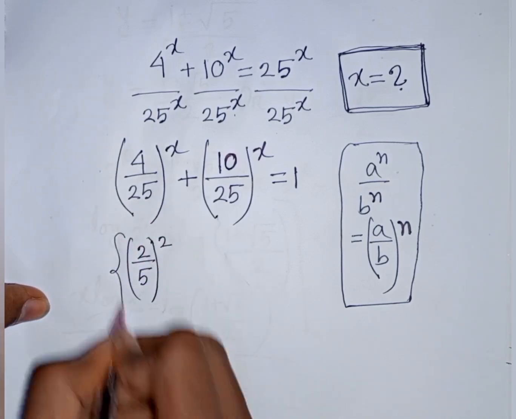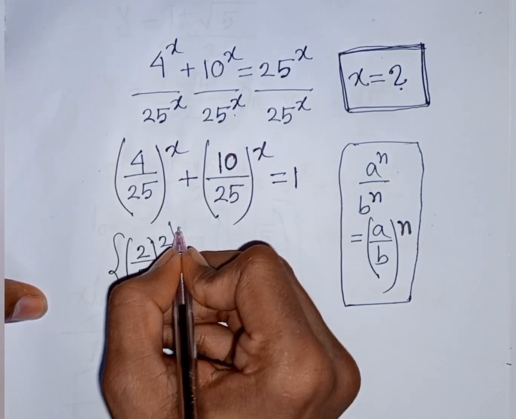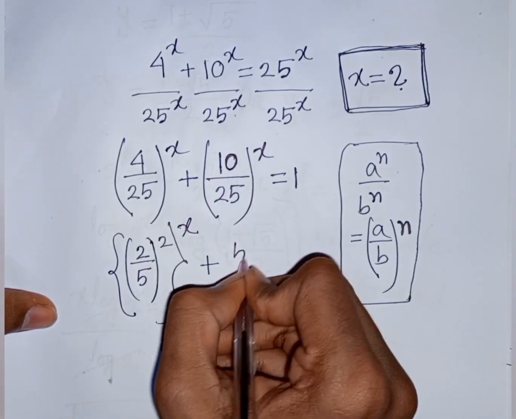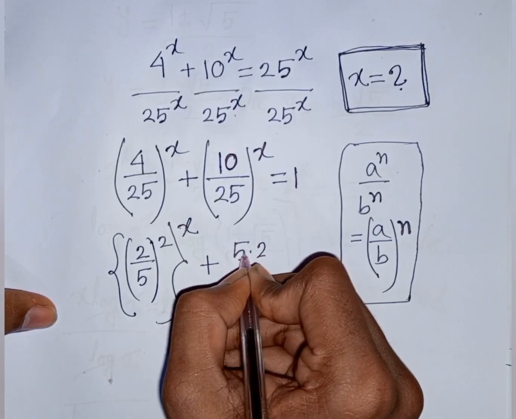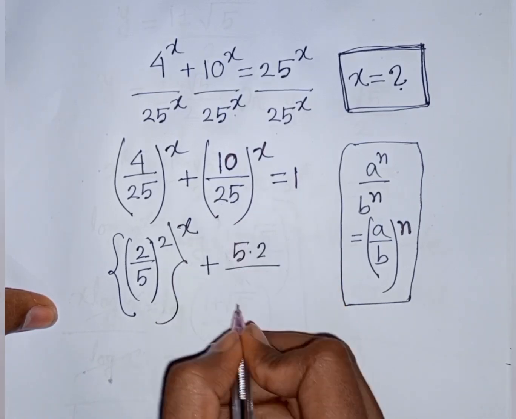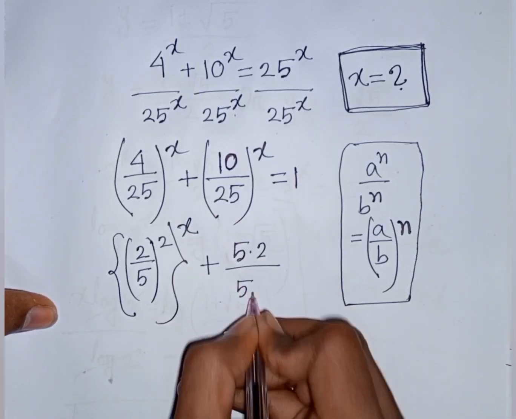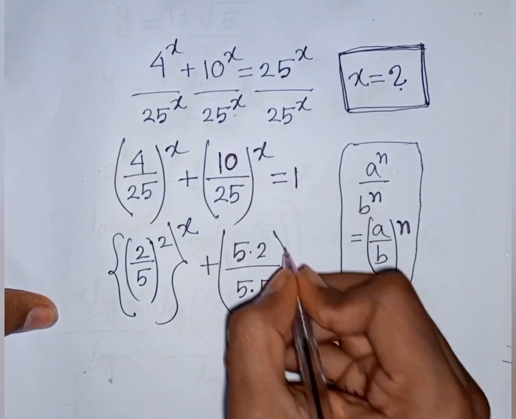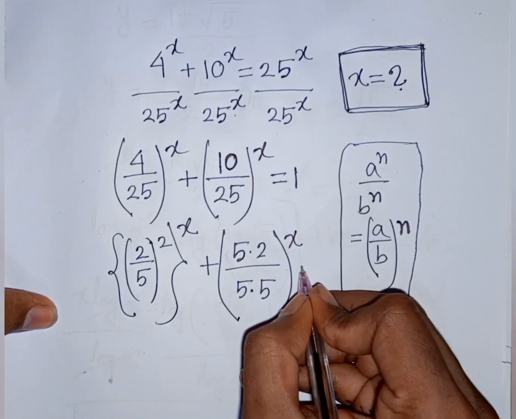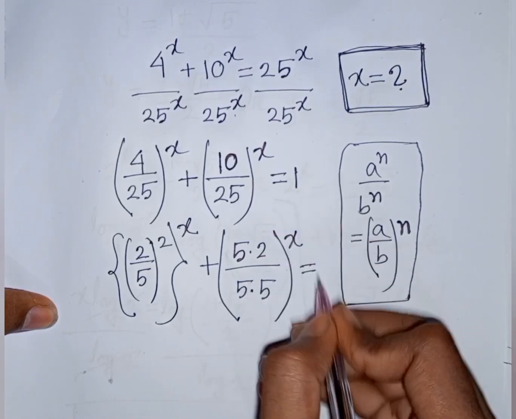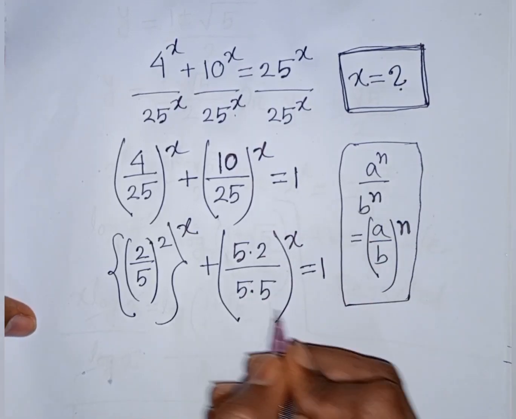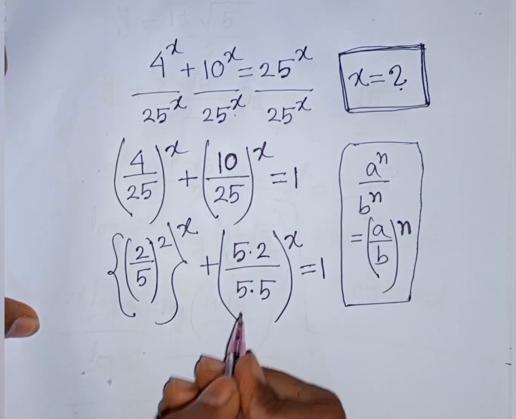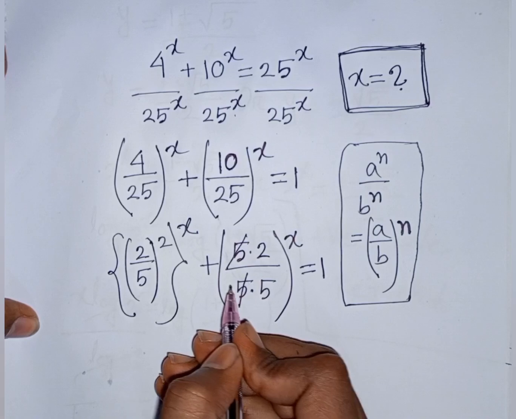Then this first bracket can be written as the second bracket, then power of x, plus 10 is the same as 5 times 2, over 25 can be written as 5 times 5. Then bracket power of x is equal to 1. Now we see this 5 will be cancelled.